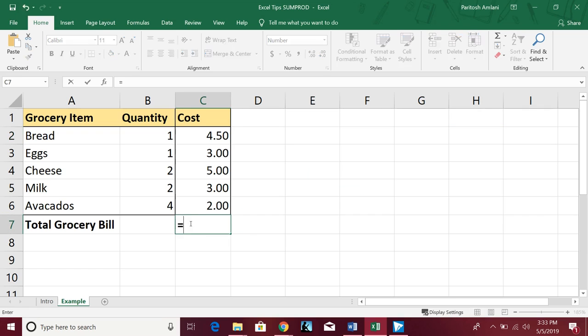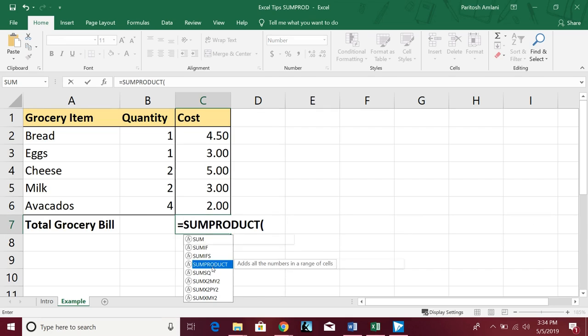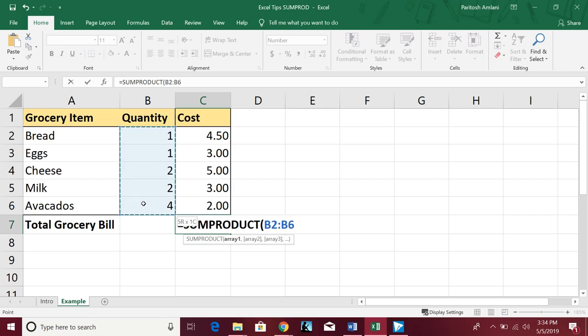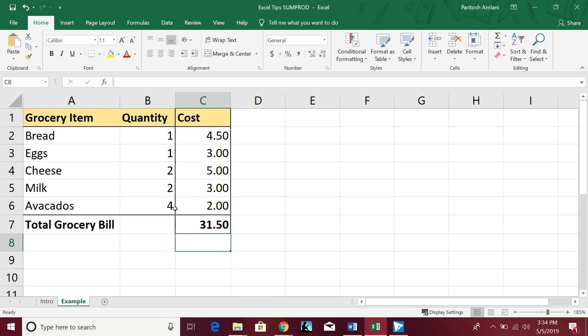What I do is press the equal sign, type SUMPRODUCT, and open the bracket. It tells you to choose an array. An array is a list of cells that are close together. So I would choose this, my first array, comma, and then I would choose my second array, which is the cost. I close the bracket and then look at the total. $31.50 is my grocery bill.